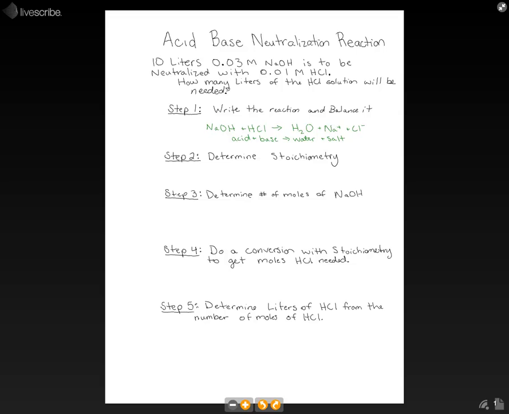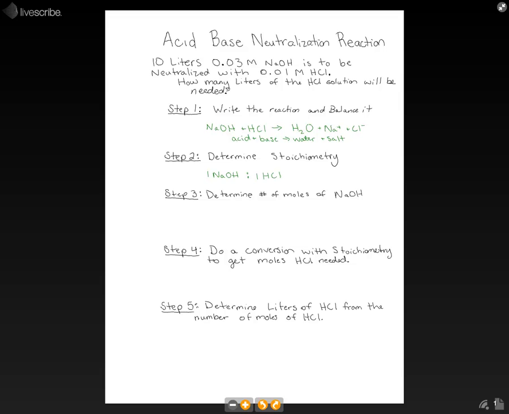So our next step is to determine the stoichiometry of this reaction. And we can see from our balanced equation above that we use 1 NaOH for every 1 HCl. So we just have 1-to-1 stoichiometry, which is very simple for this problem.